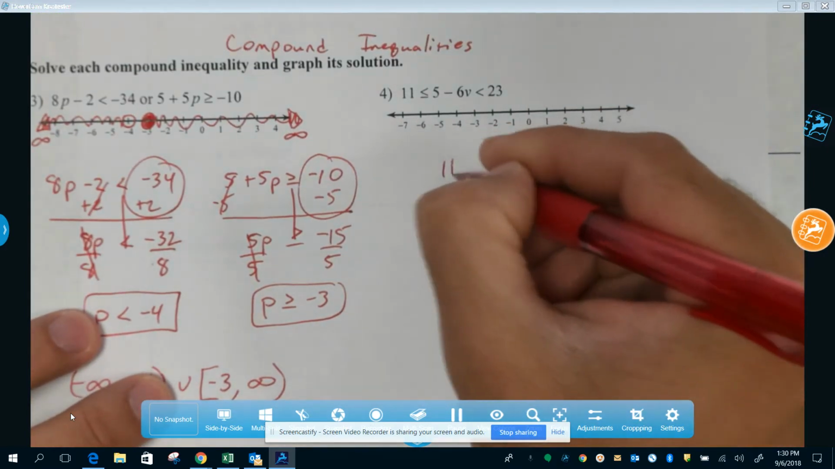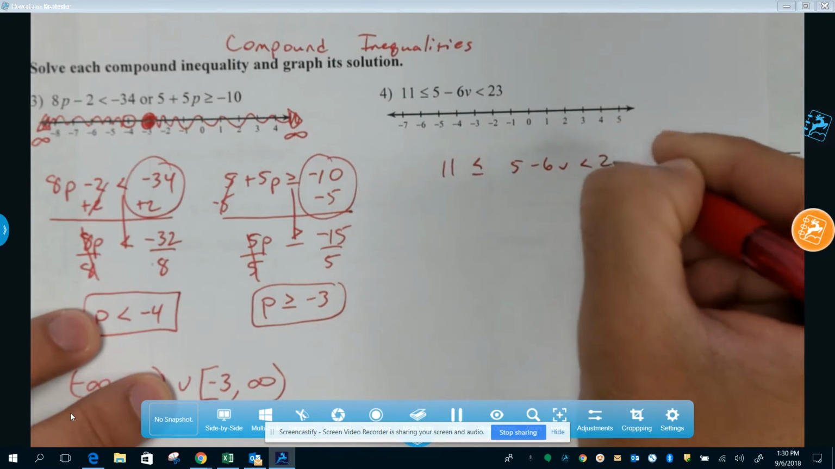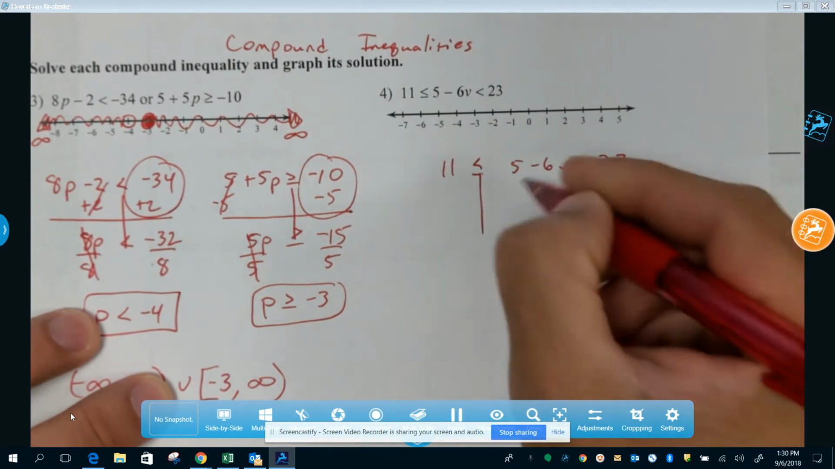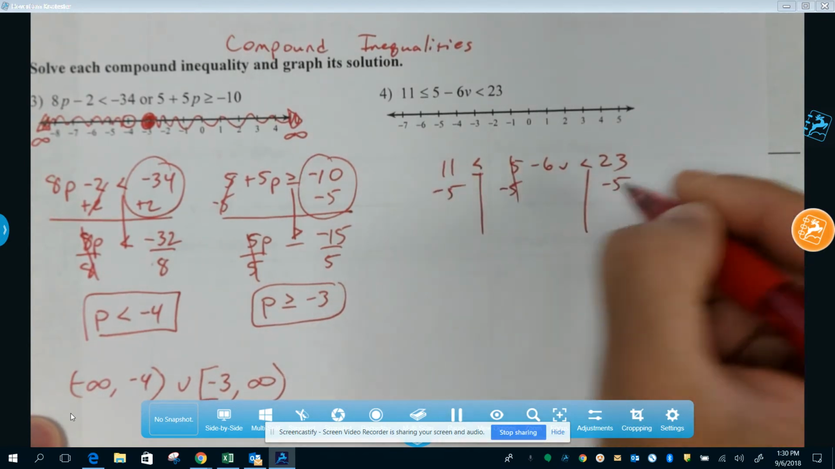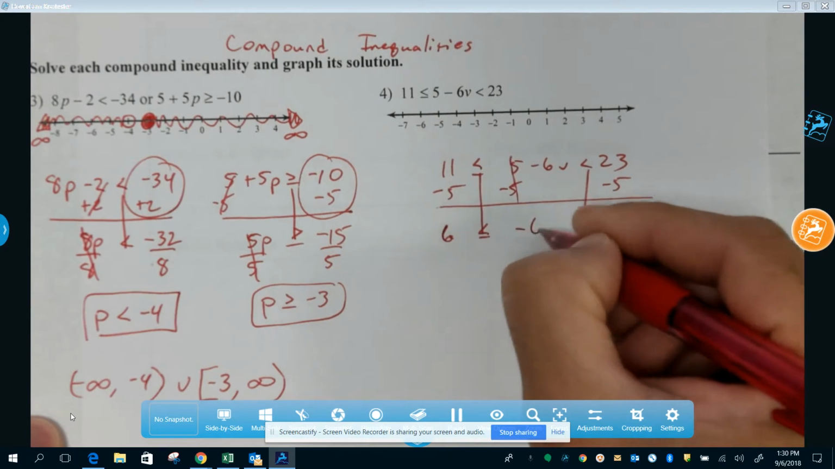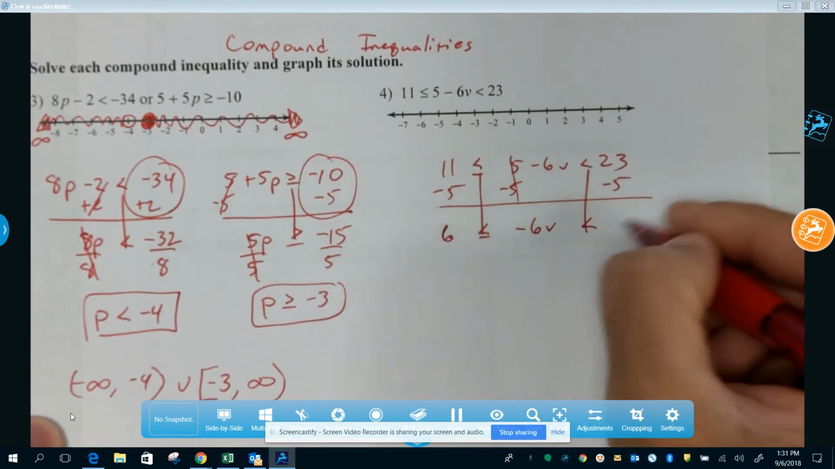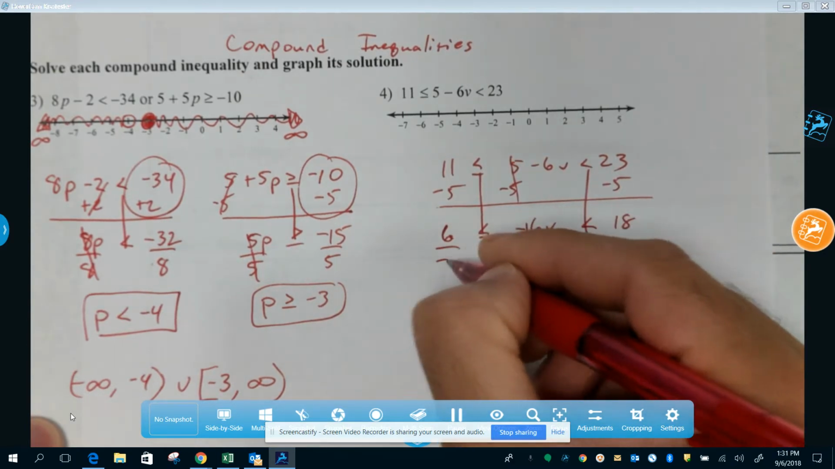Now this one, this is our "and" problem. So on this one, we've got to get the v by itself in the middle. So we'll subtract 5 on all sides. 11 minus 5 gives me 6. Negative 6v in the middle. 23 minus 5 is 18. And then we'll divide by negative 6.